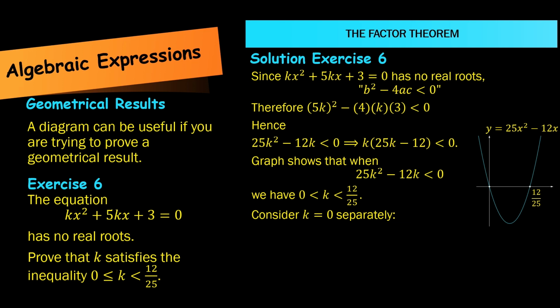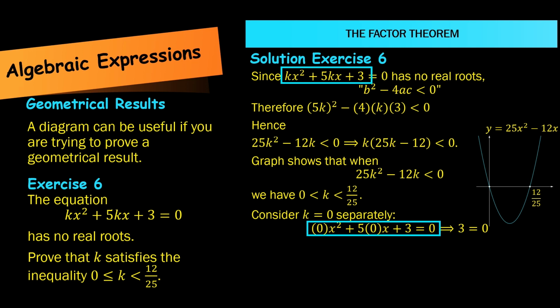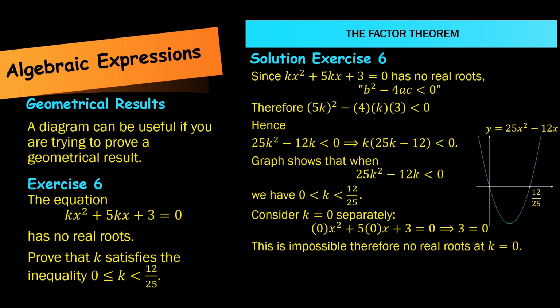If k does equal 0, then what happens? We obtain 0 times x squared plus 5 times 0x plus 3 equals 0, which implies that 3 equals 0. Clearly this is impossible, and therefore there are no real roots at k equal to 0. And therefore the equation has no real roots when 0 is less than or equal to k is less than 12 over 25. And therefore we've proved exercise 6.